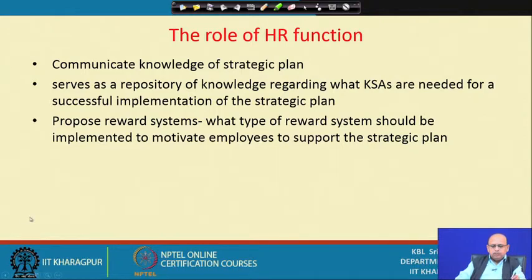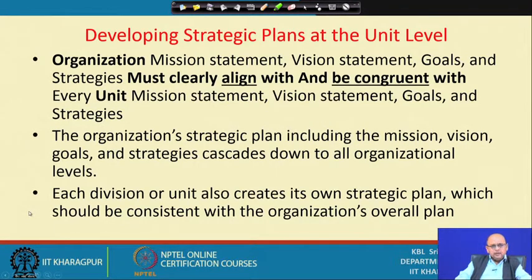So, after discussing the role of HR in the strategic plan, we have to see how we develop strategic plans at different levels. We have just talked about how a strategic plan is going to be different in the case of corporate strategy, business unit, and at the operational level, which further percolates down to the individual level also. You remember we talked about mission, vision, goals and strategies. So, this must clearly align with and be congruent and consistent with the vision and mission of every business unit.